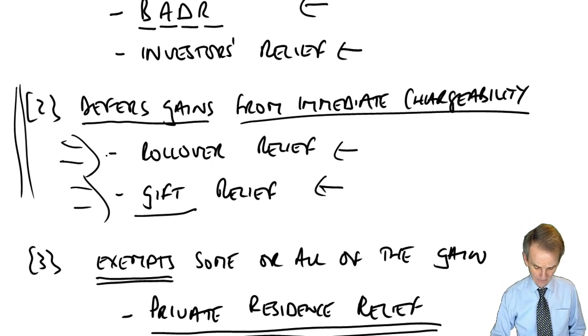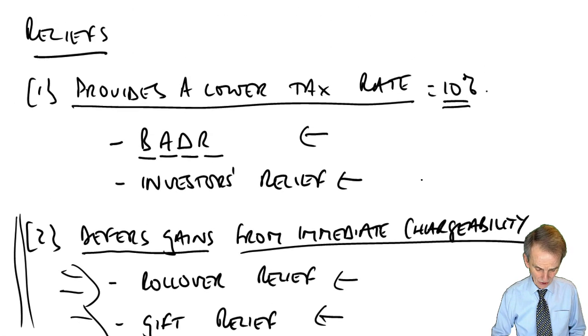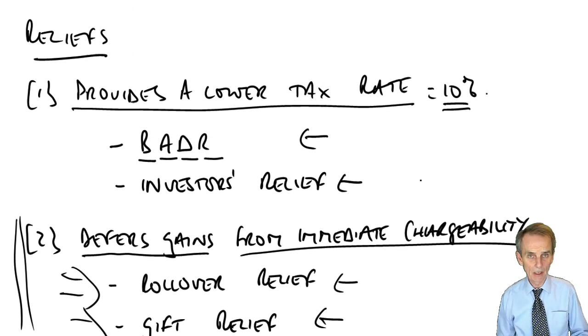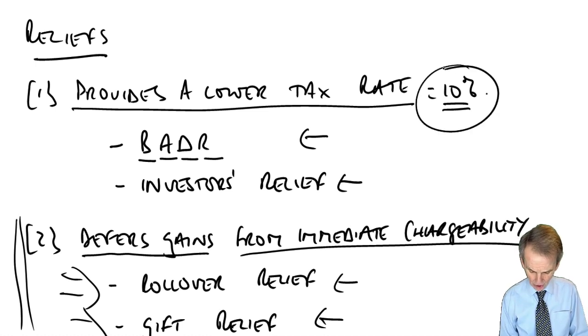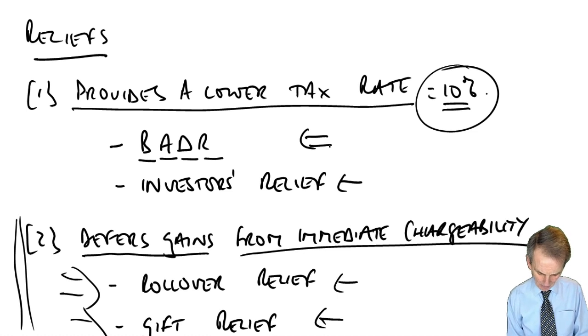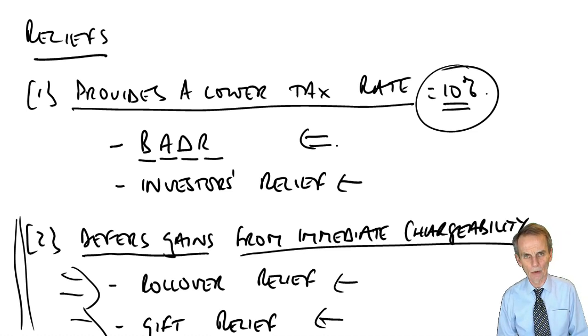Deferral reliefs. But where we'll start is we don't exempt a gain, we don't reduce a gain, we compute a gain in the normal way, but then the gain that arises either in part or in full qualifies for this lower 10% tax rate. The first of these, business asset disposal relief. Well, what type of business owners do we have?